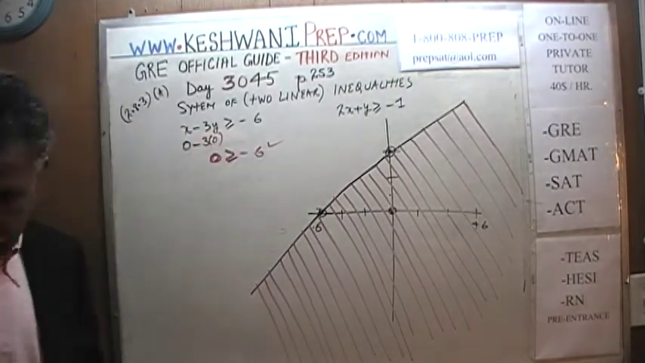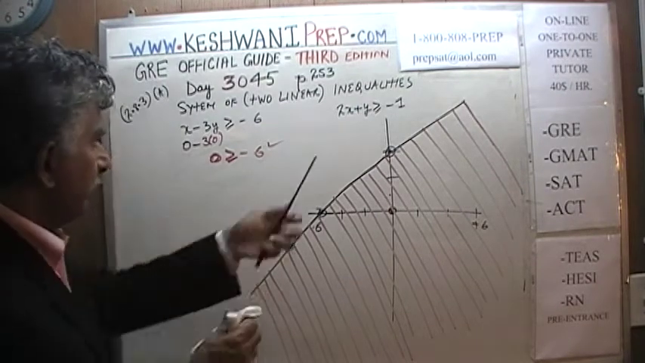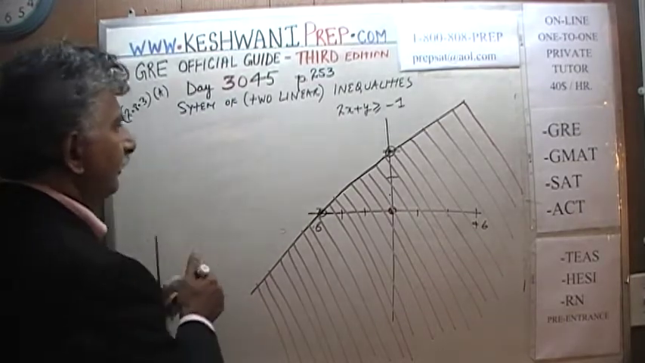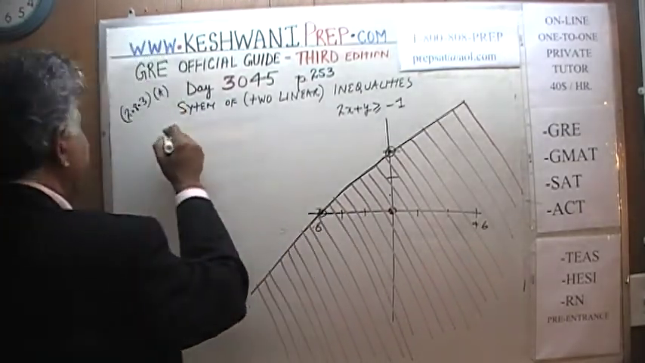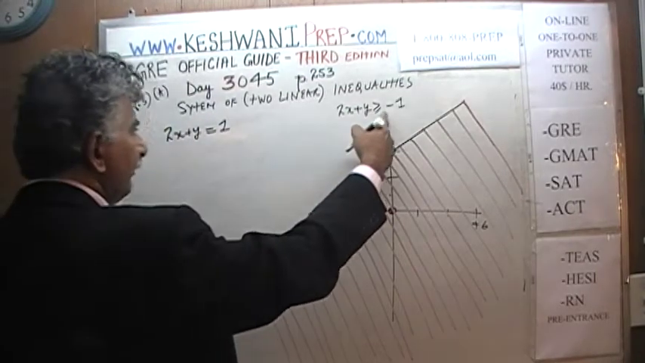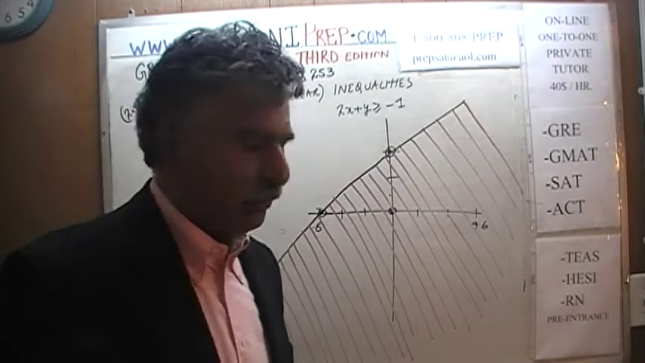That's our solution set for the first one. Let's work on the second inequality. Second one is right there. I'm going to write it here. The second one says 2x plus y is equal to 1. Even though it says greater than or equal to, let's worry about equality first so we can draw it.